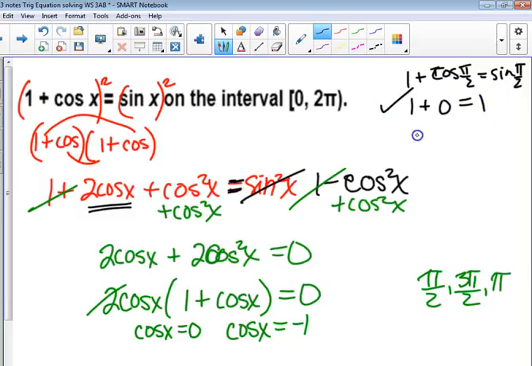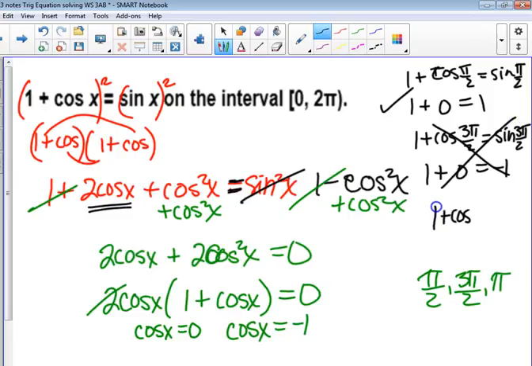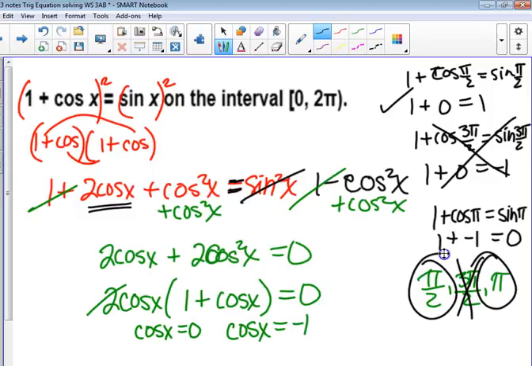If I put 3 pi over 2, it would say 1 plus the cosine at 3 pi over 2 equals the sine at 3 pi over 2. That would be 1 plus 0 equals -1. Okay, 1 plus the cosine of pi equals the sine at pi. 1 plus -1 equals 0. That one works. We had to throw that one away. Okay, when you square both sides is a good time to look if something extra has shown up.